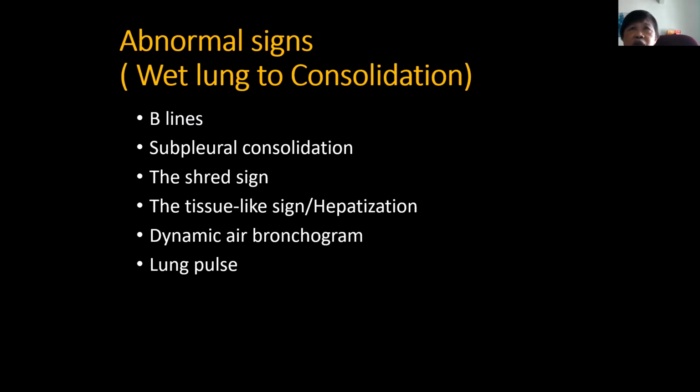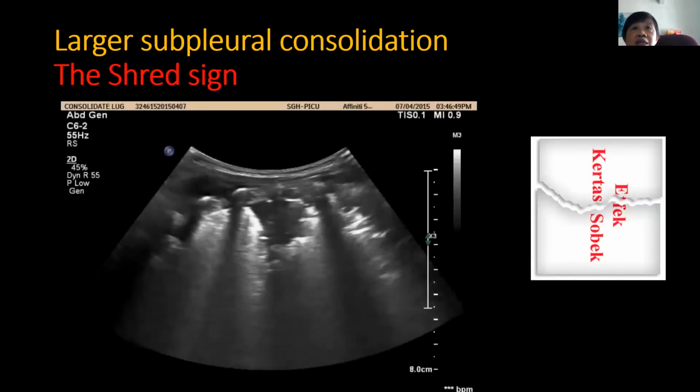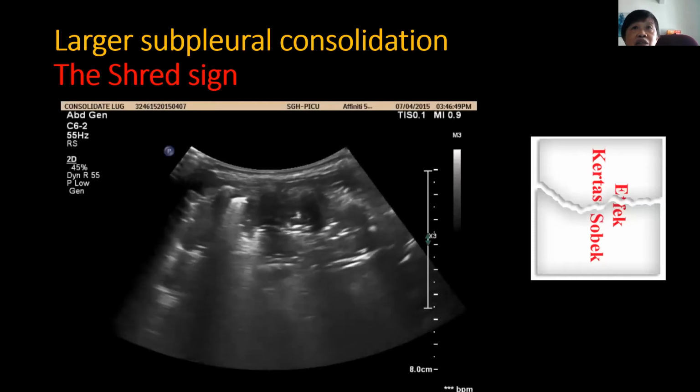Okay, so you will see, because it's all consolidated, the lung appear red. You will see B lines, which I did not describe much about, but there is also subpleural consolidation and some Shred sign, tissue-like sign or hepatization, and a dynamic air bronchogram and a lung pulse. So we will see some slides on this.